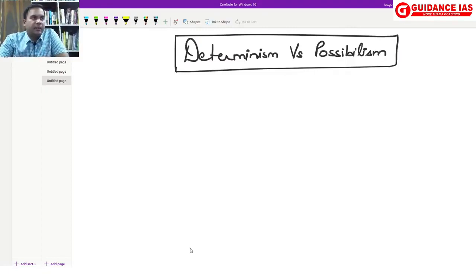There is, Yogesh is saying syllabus में possibilism नहीं है, only determinism is there. syllabus में determinism भी नहीं है. कहाँ है syllabus में determinism? Where you have seen? मुझे भी दिखा दो syllabus.